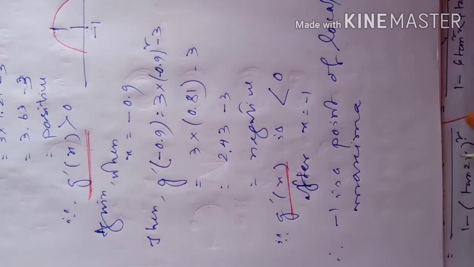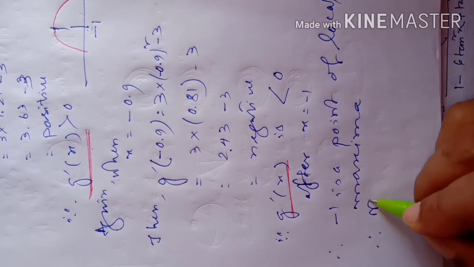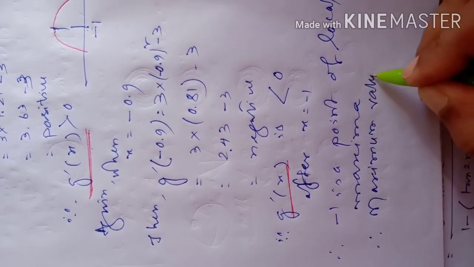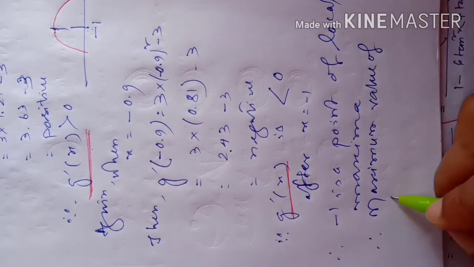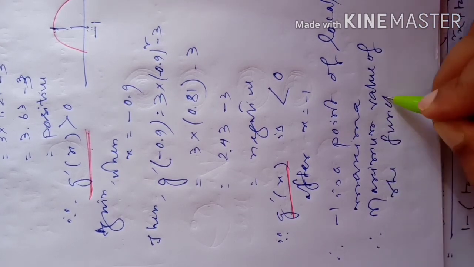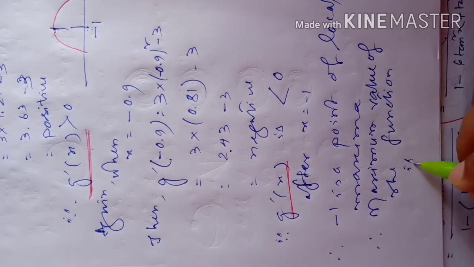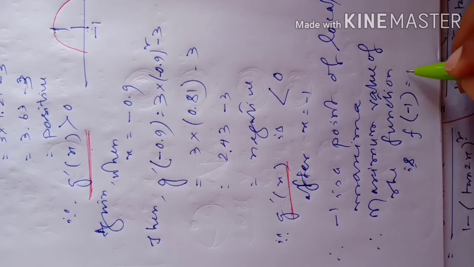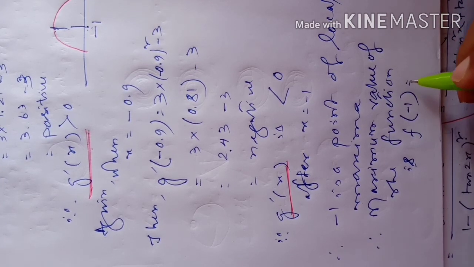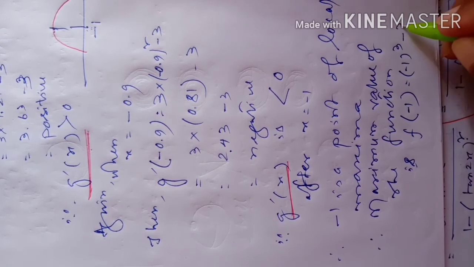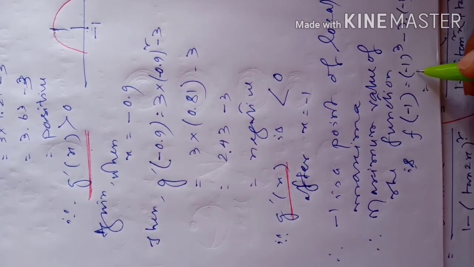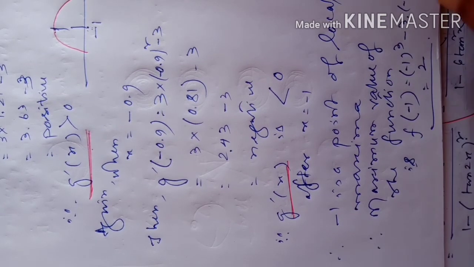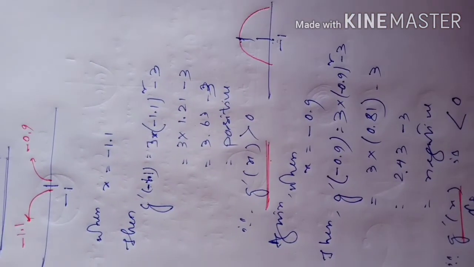So therefore the maximum value of the function is f of minus 1, that is equal to minus 1 whole cube minus 3 into minus 1, that will give us minus 1 here, and here plus 3, that is 3 minus 1, which is 2. So this is our answer. Okay, dear students, so this will be the final answer.